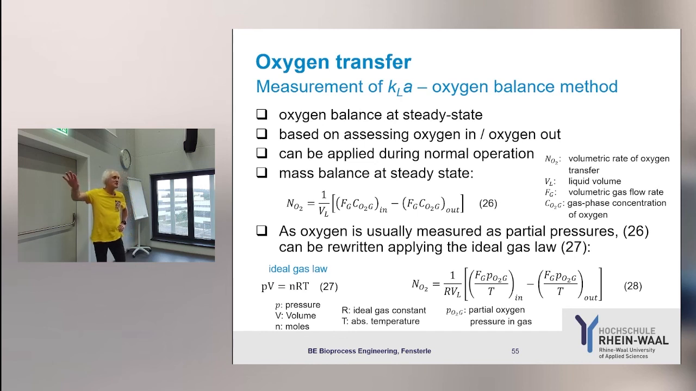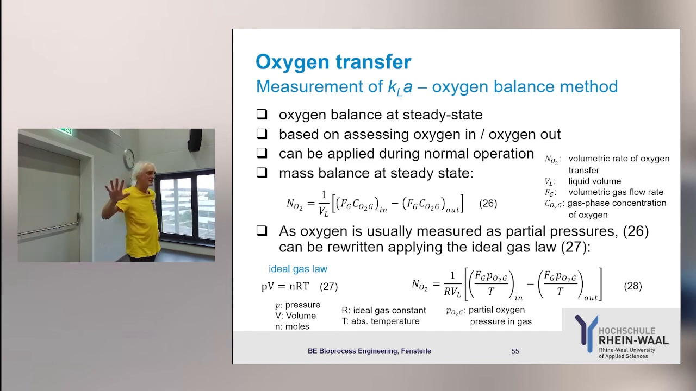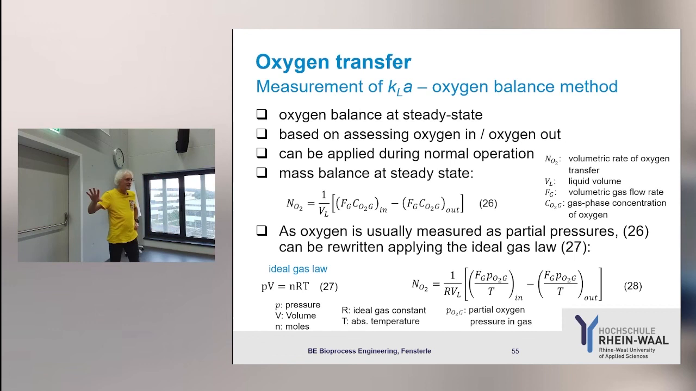At present, I'm just interested in measuring my KLA. This is my intention. I want to know what the KLA is in my bioreactor, and I can measure the actual KLA based on the mass balance. So the intention here is measuring KLA. The intention is not the mass balance or whatsoever, but having an idea about the KLA of my system.